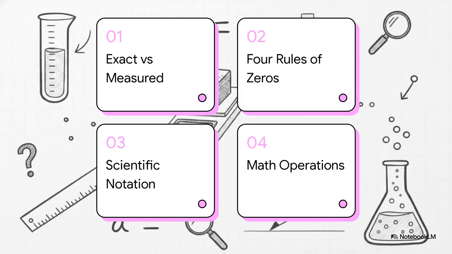So here's our roadmap for The Explainer today. We're going to cover exact versus measured numbers, the four rules of zeros, scientific notation and rounding, and finally, rules for math operations. Think of these four steps as your essential toolkit to outsmart that mindless drone calculator.